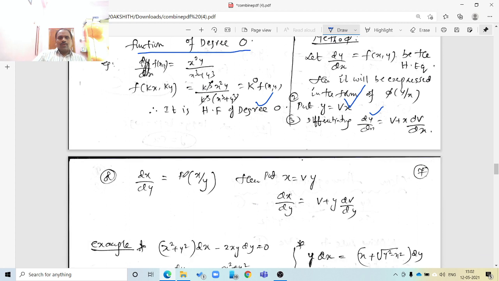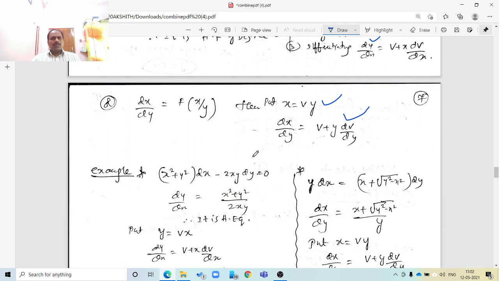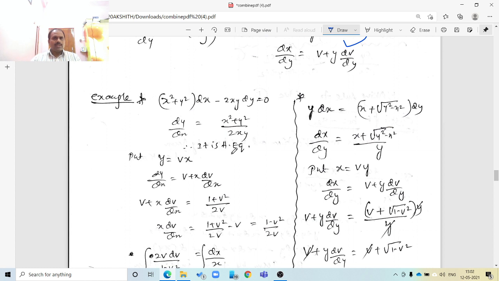Suppose instead of dy by dx is equal to f of x comma y, it is dx by dy is equal to f of x by y. In this case, you have to take x is equal to vy, and dx by dy is equal to v plus y dv by dy. Here we have to take two examples. One is in the form of dy by dx and another one is in the dx by dy form.